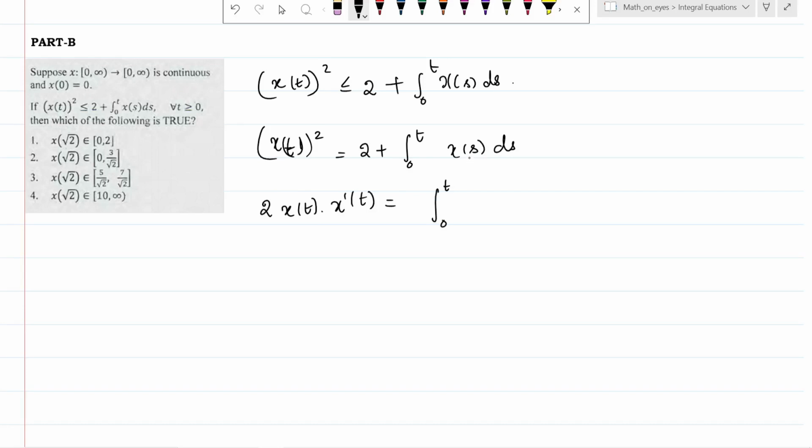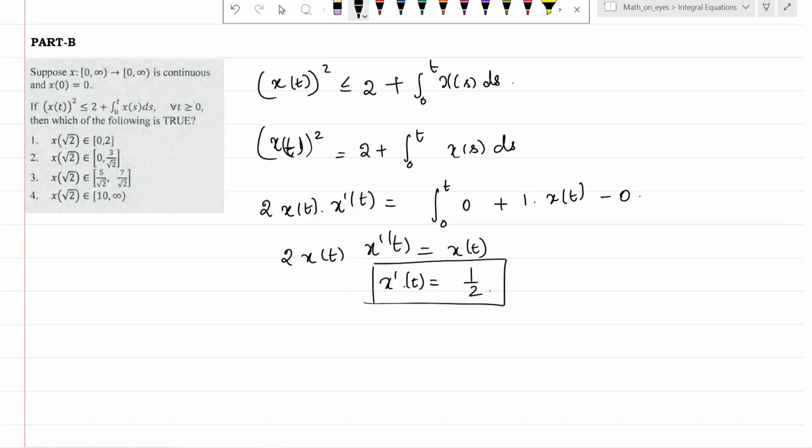Taking differentiation with respect to t will make this 0, and then plus differentiation of t is 1 into x of s, which gives x of t. We differentiate the upper limit, and wherever s is present we substitute t, right? So x of t minus 0. So this implies 2 into x of t into x dash of t is equal to x of t, and then x dash of t will be equal to 1 by 2.